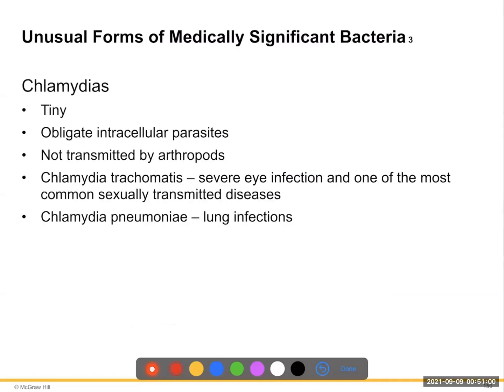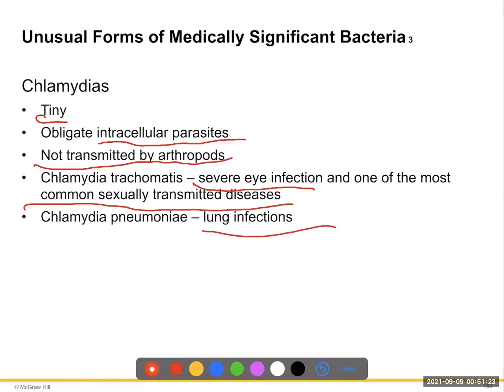Okay. Chlamydias, we talked about. Those are our STDs. Okay, chlamydia is a very tiny bacteria. It's an intracellular parasite. It's not transmitted by arthropods, it's transmitted sexually. Chlamydia trachomatis causes severe eye infections, is one of the most common sexually transmitted diseases, and also can cause lung infections.